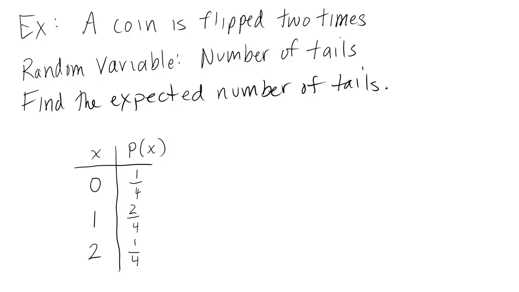We're now going to take this example a step further and find the expected number of tails when you flip a coin 2 times. Now you may have some intuition for this. If you flip a coin 2 times, you might have a guess at how many tails you'll get on the average in the long run. But let's follow the formula and see what it says.